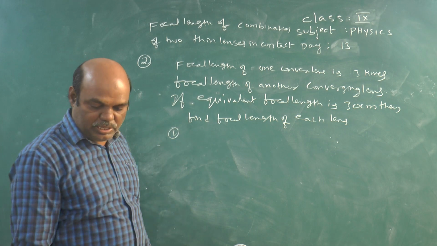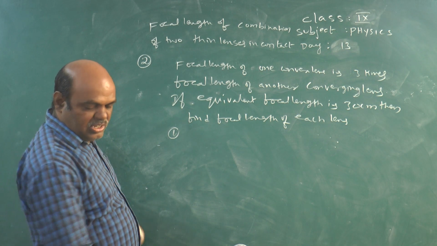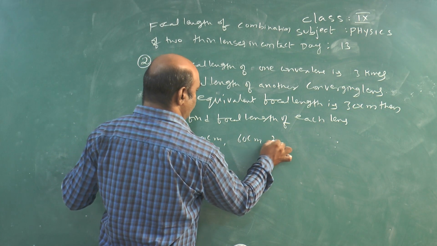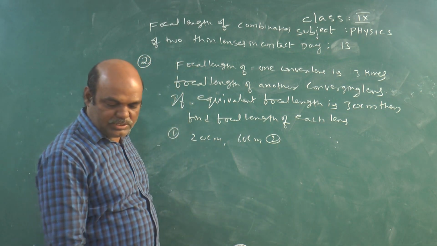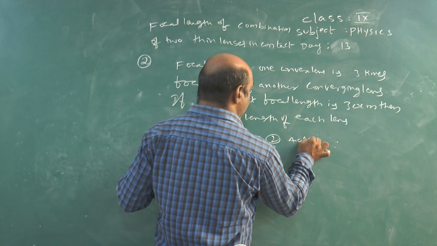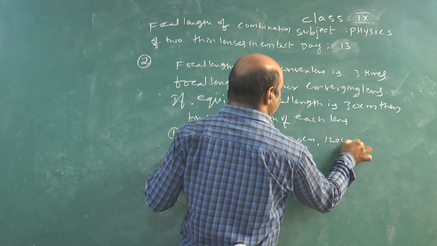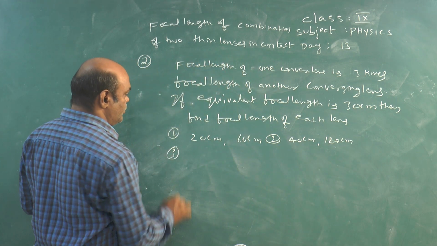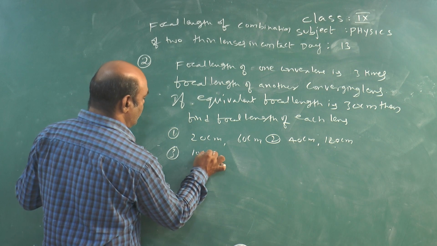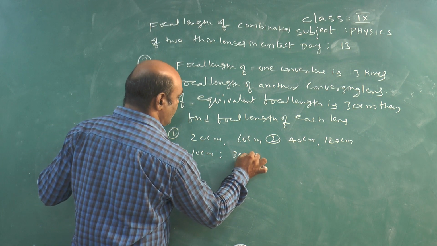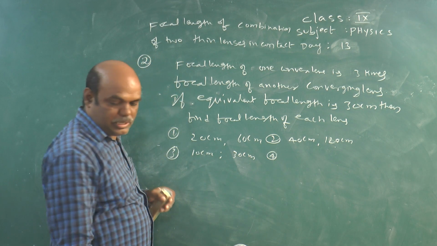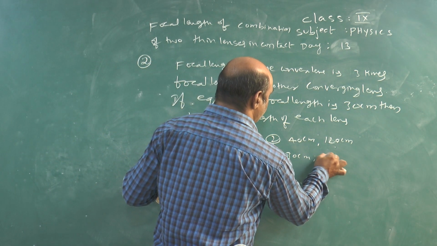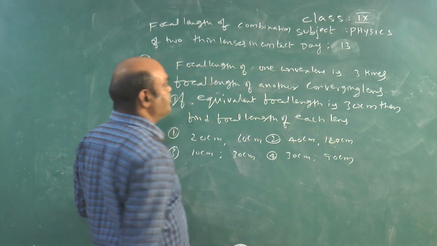So the first option is 20 centimeter, 60 centimeter. Second option is 40 centimeter, 120 centimeter. Third option is 10 centimeter, 30 centimeter. Fourth option is 30 centimeter, 90 centimeter.